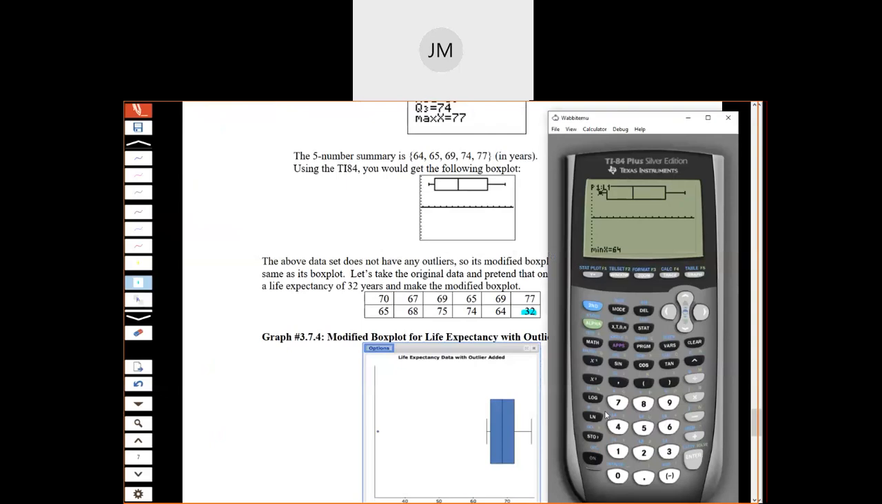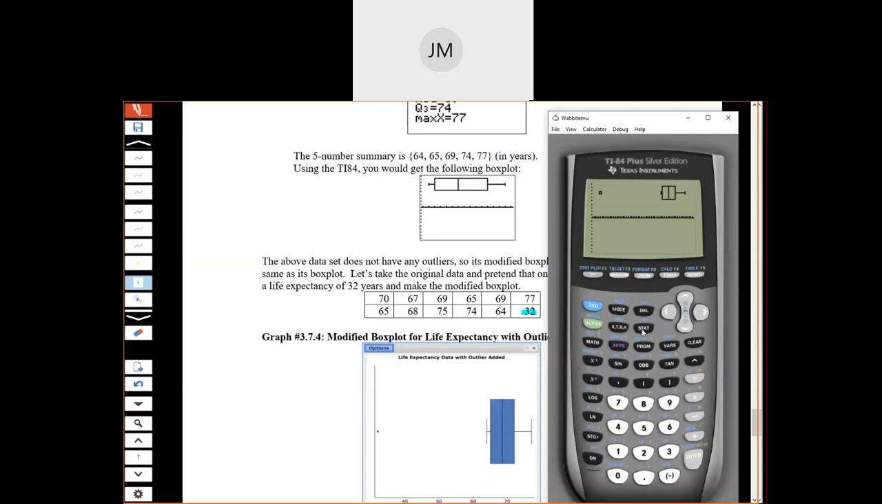So I'm going to take my data set that we had, and I'm going to go down and just add in one more value, 32. Now I want to look at the box plot, right? So I can hit graph, but I want to make sure that I re-zoom it so that I can see everything. So I hit zoom and hit zoom stat. And what it's done is it's crunched my box plot over here to the right so that it has enough space to get over to my outlier. What your box plot will do is it will mark outliers as their own separate dot.